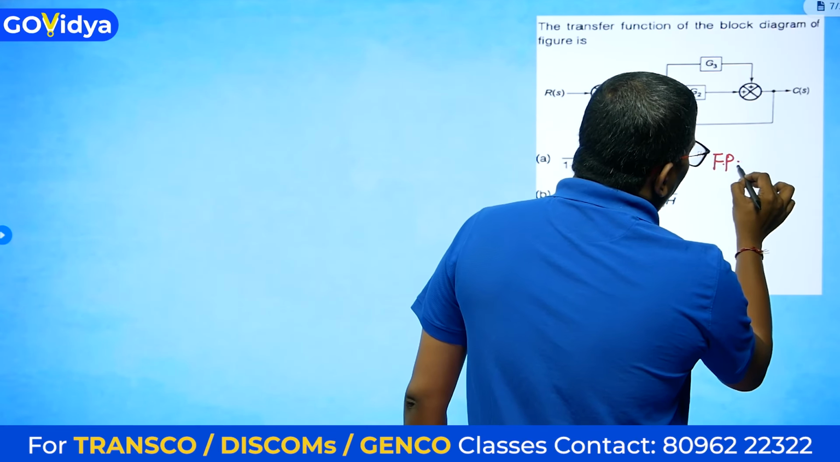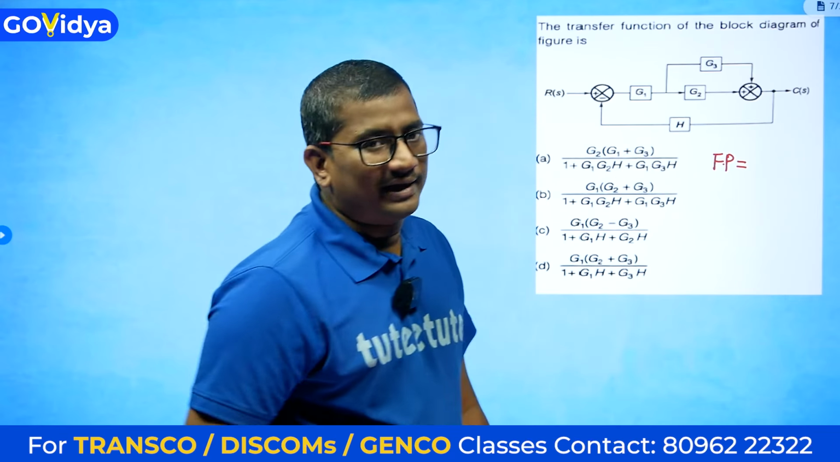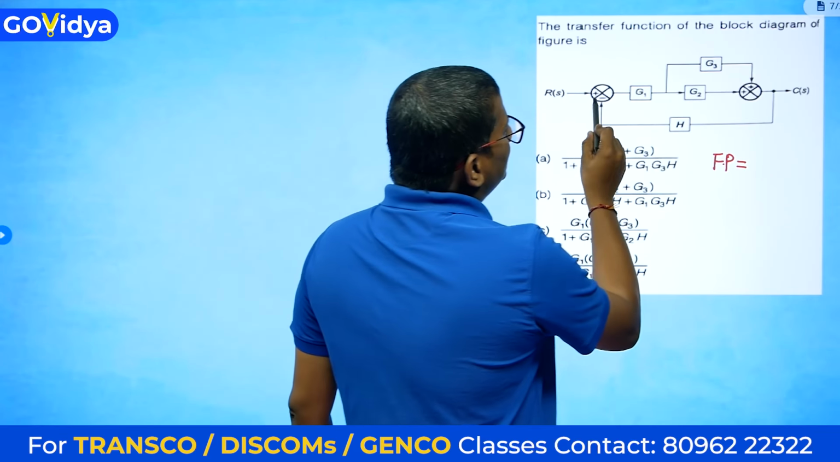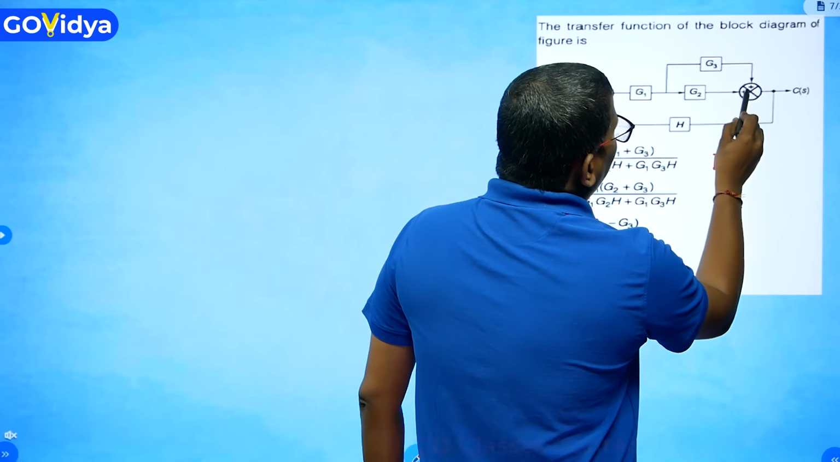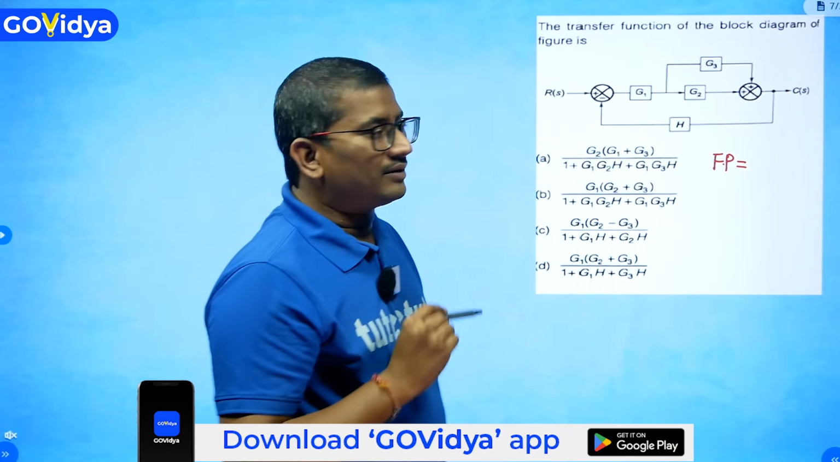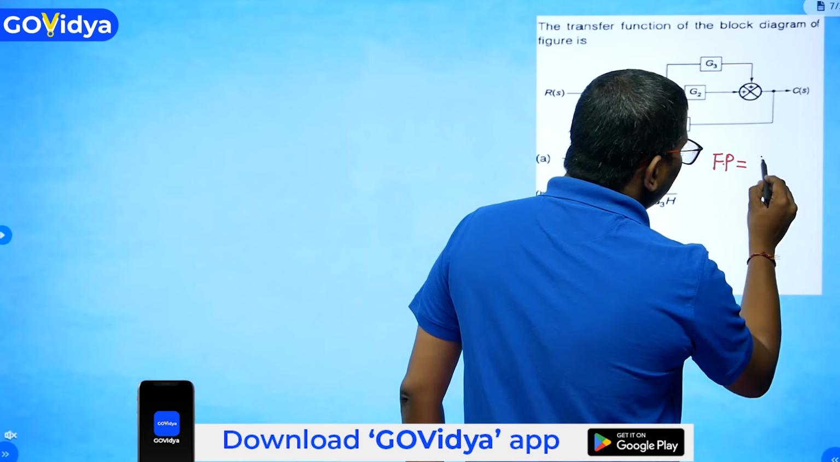Number of forward paths. How many forward paths are there in this block diagram? If you see, this is one forward path, and this is another forward path, right? So therefore 2 forward paths are there. So the number of forward paths is 2.